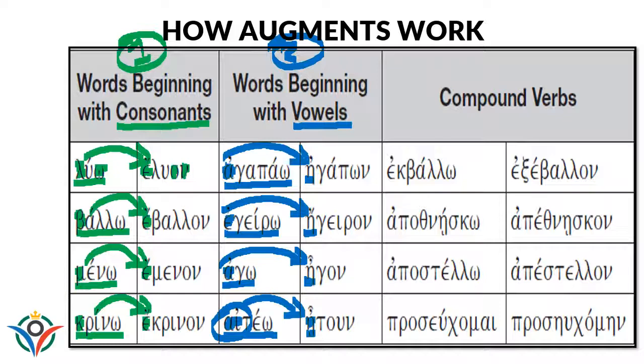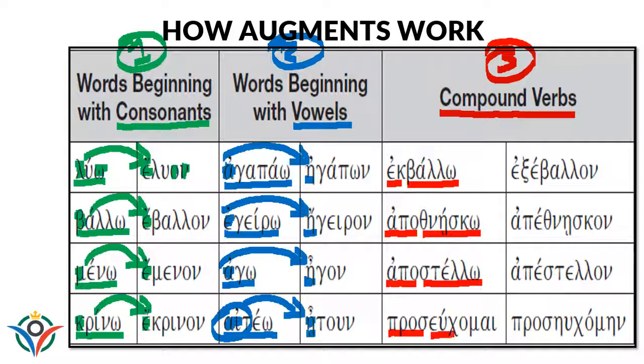Then let's take a look at our third variation, which is compound verbs. Compound verbs are verbs that have a preposition attached to the front of them. The basic rule that governs compound verbs is that the augment occurs after the preposition. Furthermore, if the preposition ends with a vowel, that vowel usually drops out before the augment. Let's take a look at these four examples: ek balo, apothnesko, apostello, and proseuchomai. Remember, the rule is that the augment occurs after the preposition.